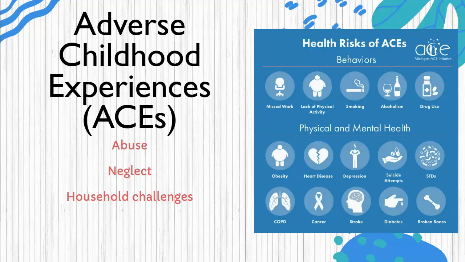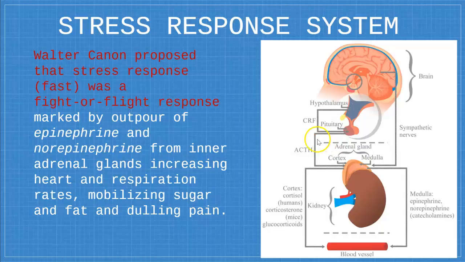People often cope with that stress with smoking and alcoholism and drug use. All of those can affect physical and mental health, can affect obesity, heart disease, depression, some other things in there, diabetes that followed up from that poor eating habits.